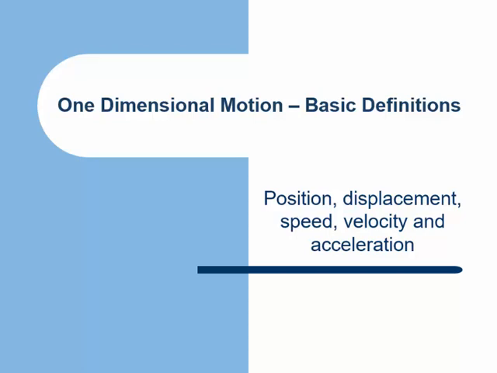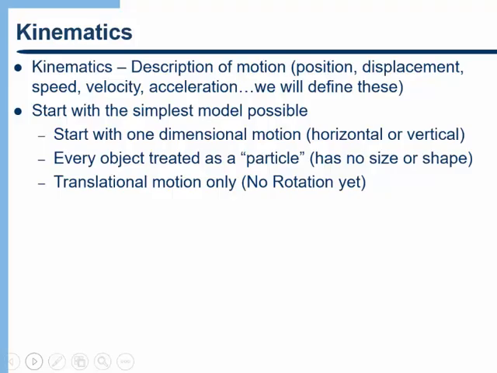In this video, we're going to begin to cover one-dimensional motion. And so we will start with the basic definitions of quantities such as position, displacement, speed, velocity, and acceleration. The area of physics that we're covering is called kinematics. It's a subtopic of mechanics, which is everything related to motion. In kinematics, what we're doing is we're describing motion. So we're going to define those key terms that I just mentioned.